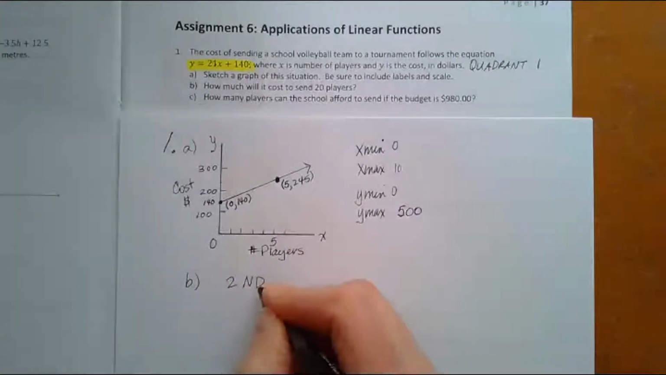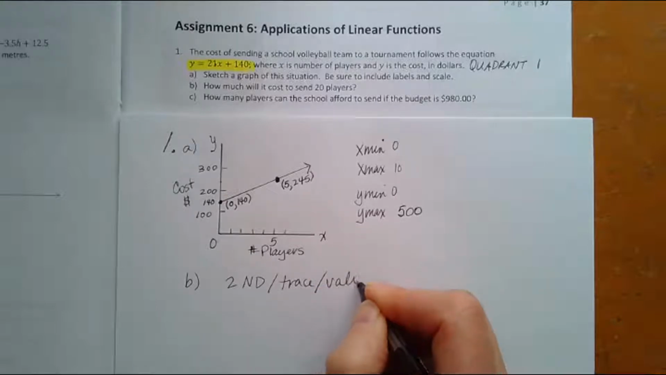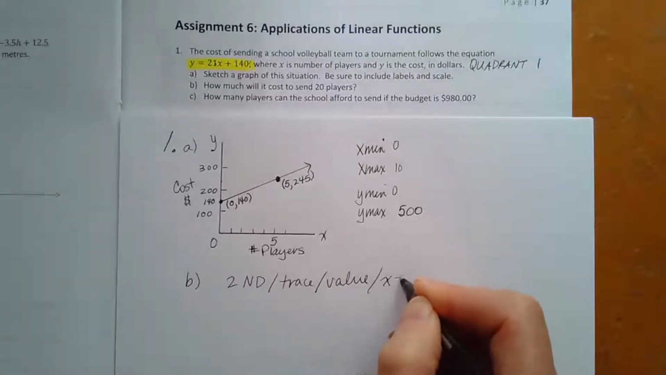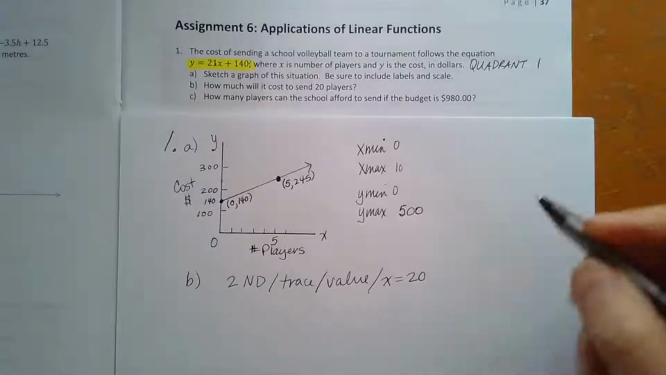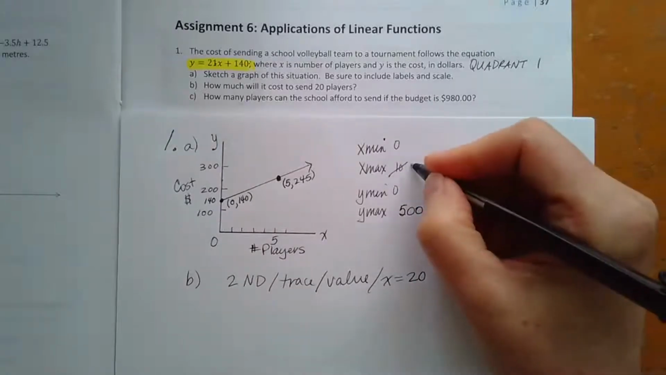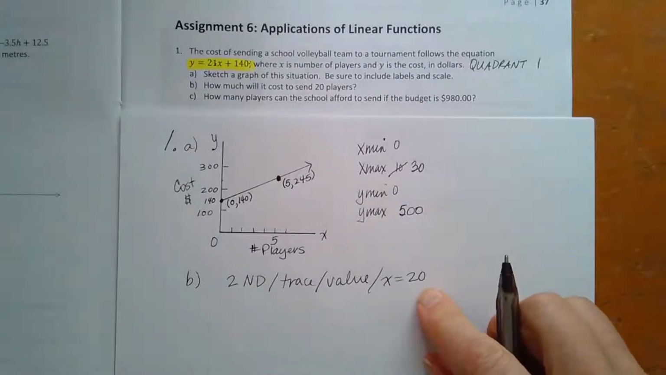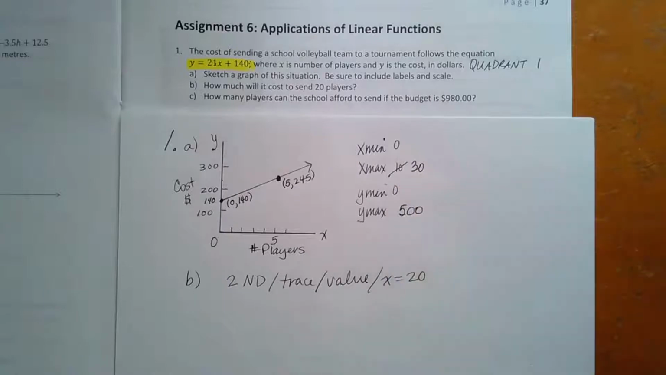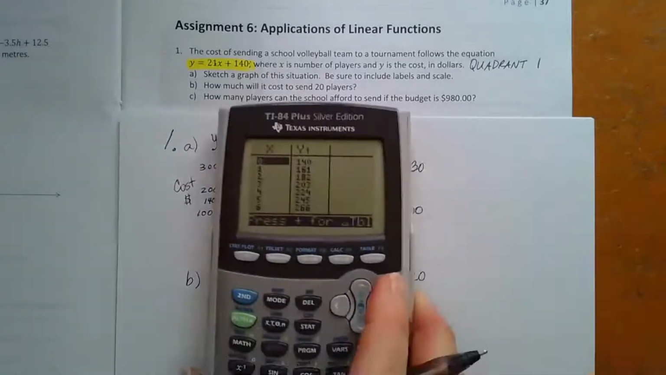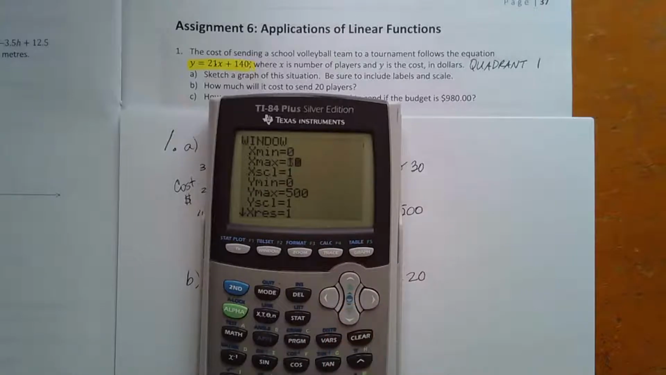Part B, how much will it cost to send 20 players? Okay, so that's easy enough, right? That's second trace value. X equals 20. Okay, I see a problem there. Remember when I just left my x max? So I'm going to have to change my x max. Let's change it to 30 because I can't put a value in of x equals 20 when I've limited my x's to 10. Okay, so I got to readjust that. Go back to my window and I'm going to change this to 30.